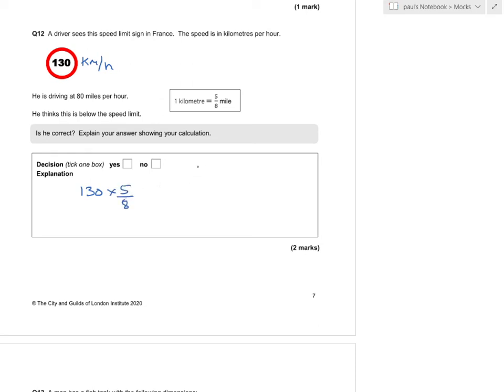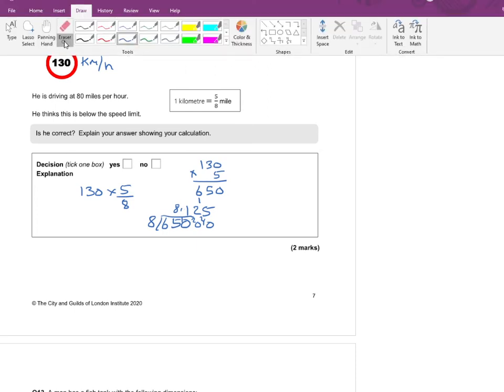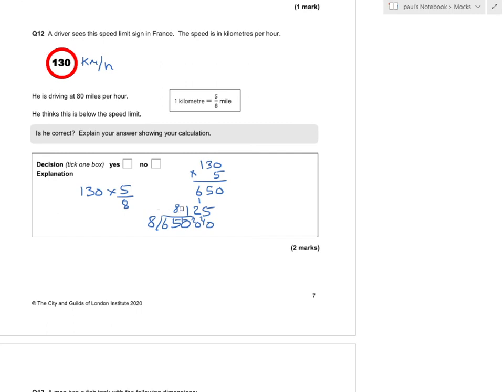So 130 times 5. 130 times 5 is 0, 5 3s are 15, and 1 5 is 5. That's 650. So then we do 650 divided by 8. 8 8s are 64 with 1 over. So 0.1, 2 over, and 2, and 4 over, and 5. So, it's not 0.1, is it? Let's try. That's a bit of a rubbish speed limit, that, isn't it? It's 81.25.